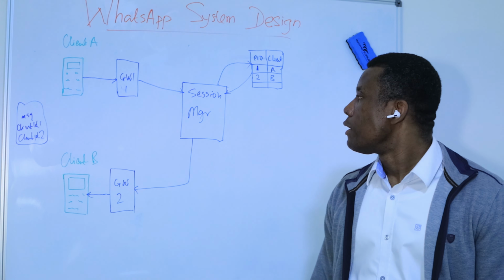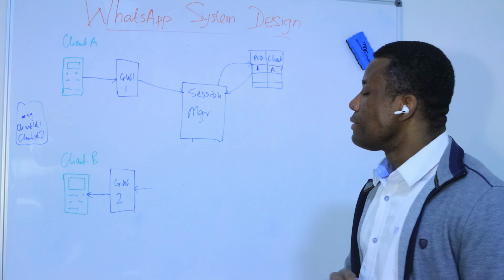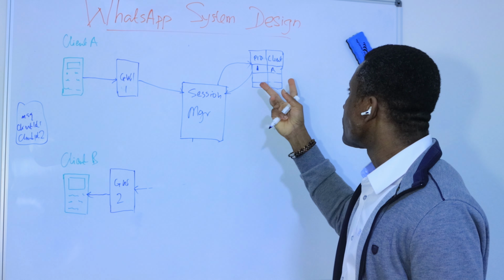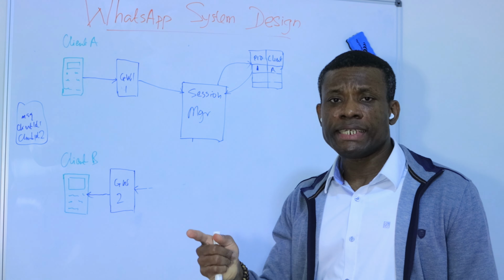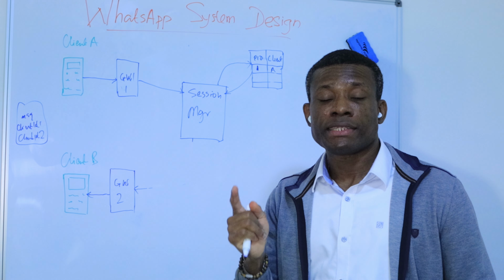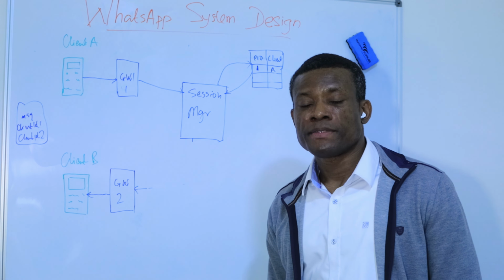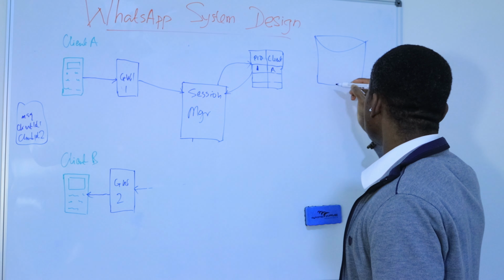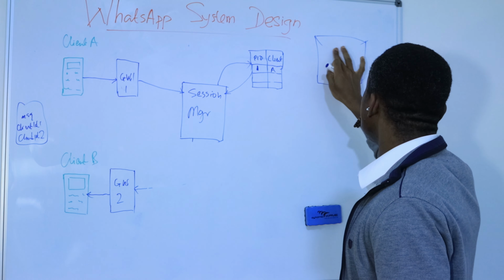Question: when this guy is not connected, what happens? The session manager is going to look at the sessions table and see that the client 2 is not connected. It's not going to throw away this message because we said that the message should be durable. That's where storage comes in. So there is a DB to store pending messages right here. This DB stores pending messages.